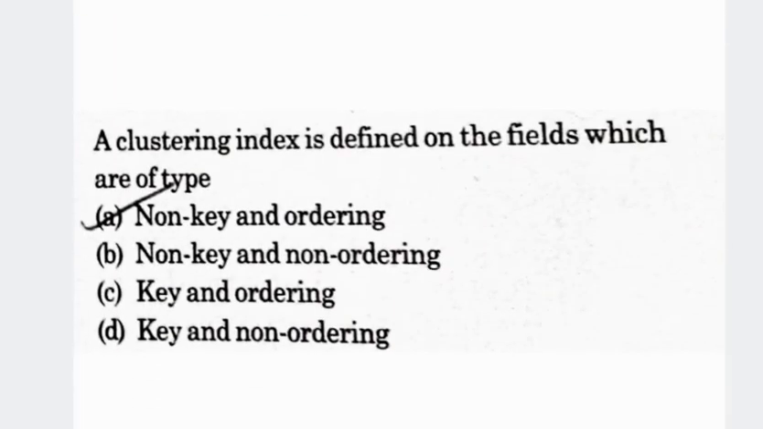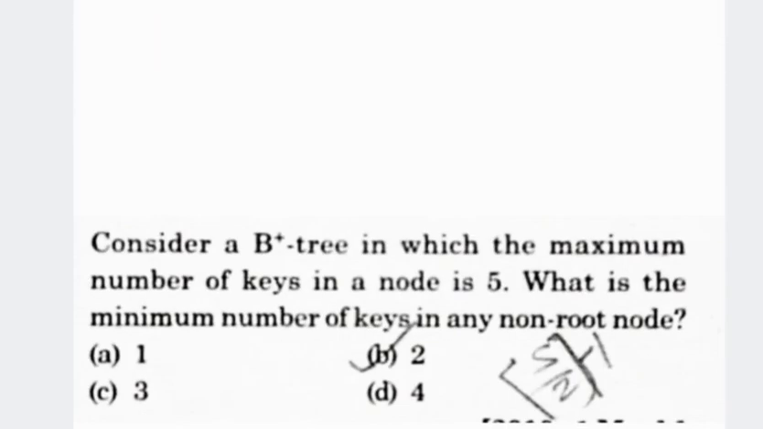A clustering index is defined on the fields which are of type... So we know that a clustering index is defined on a non-key and ordering field. So option A is your correct answer. Now come to the next question.